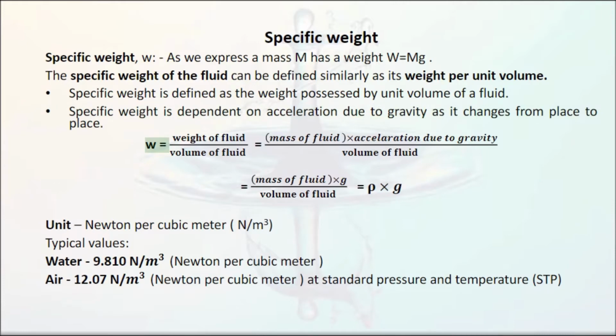W equals rho times g, unit Newton per cubic meter, N/m3. Typical values: water 9,810 Newton per cubic meter; air 12.07 Newton per cubic meter at standard pressure and temperature, STP.